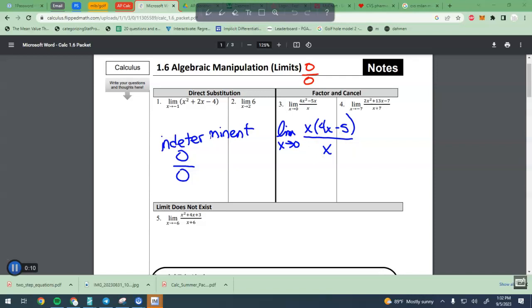What can I do now? You can cancel them. And then the problem was I was getting a 0 on the bottom. I went to plug in. I won't anymore because I just canceled it. So I tried a method, I tried factoring, I might try rationalizing, there's other things, and then you go back and try direct substitution again. So yeah, I couldn't plug in right away because I got this indeterminate form. Let me cancel some things. Now can I plug in? Yeah, now if I plug in 0, it works, I get -5.